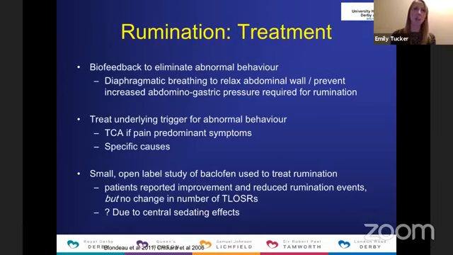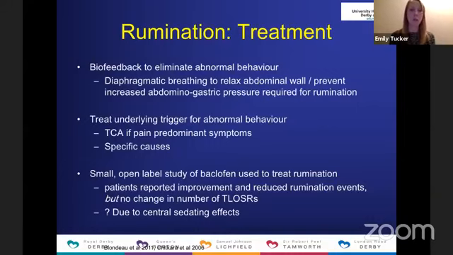So if pain or discomfort or dyspepsia is one of the predominant symptoms, treat that. Obviously tricyclic antidepressants such as amitriptyline can be useful for that. Or if reflux can be a driver, using a PPI can be helpful for that. Though by this stage, if people are getting to manometry, they've probably already gone through PPIs.